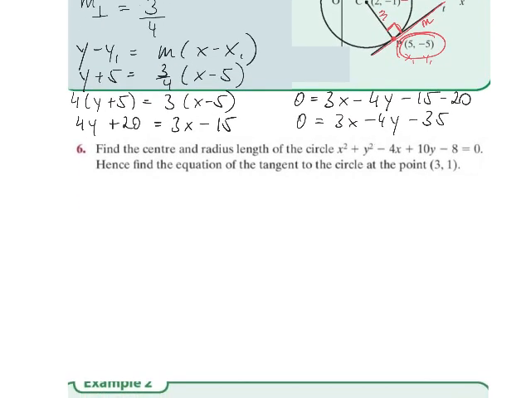So here we have another question where we can practice this. Find the center and the radius length of the circle, hence find the equation of the tangent to the circle at the point 3, 1. So we have a circle, we need to find the center, and it touches at the point P, which is 3, 1, and that's where the tangent touches the circle, and we have to find the equation of this tangent.